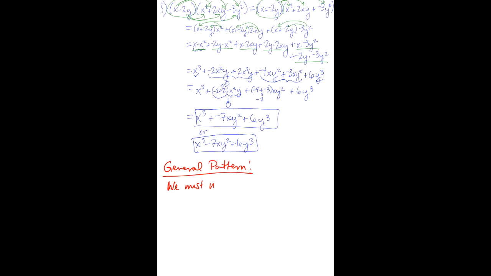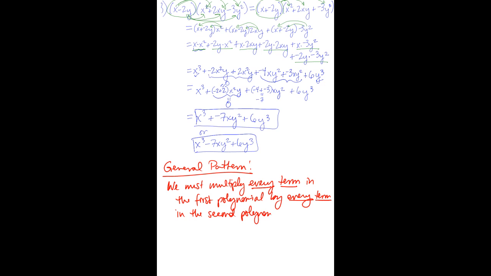we must multiply every term in the first polynomial by every term in the second polynomial. And you notice it doesn't really matter in what order we do that. We just need to be sure that every single term in the first polynomial gets multiplied by every single term in the second polynomial, and that all of those products get added together, and then we simplify what's left.